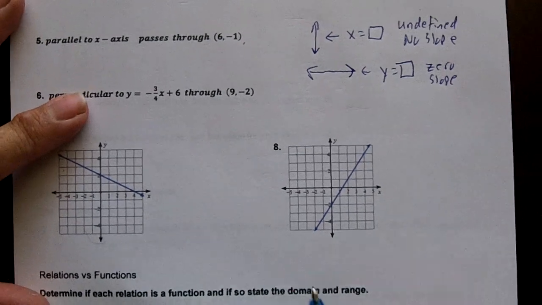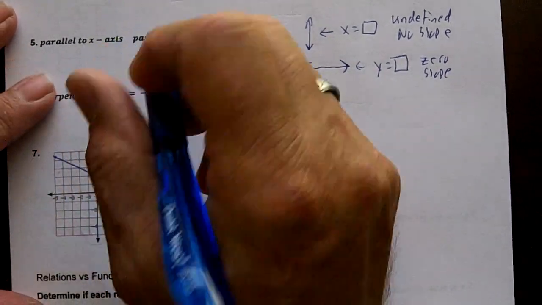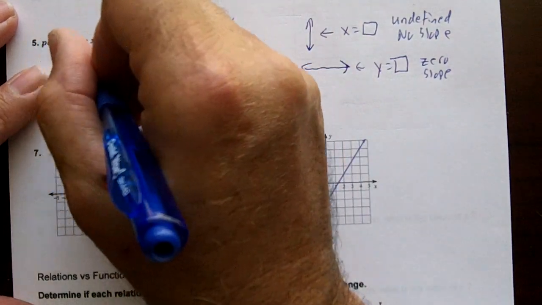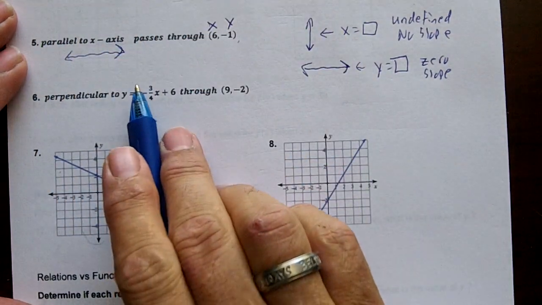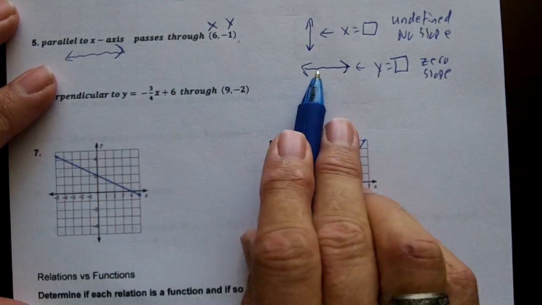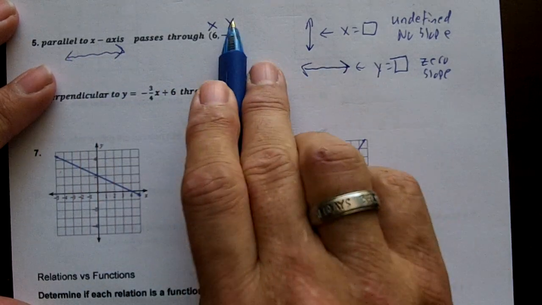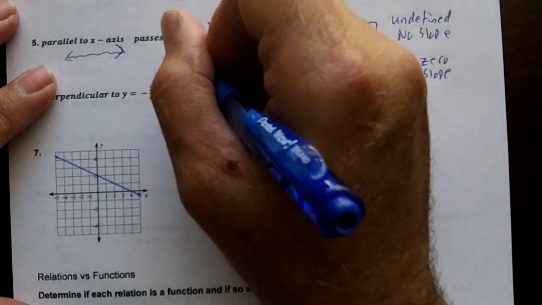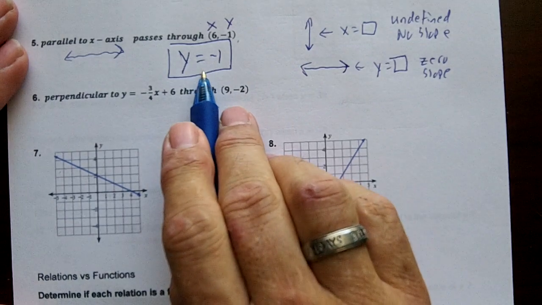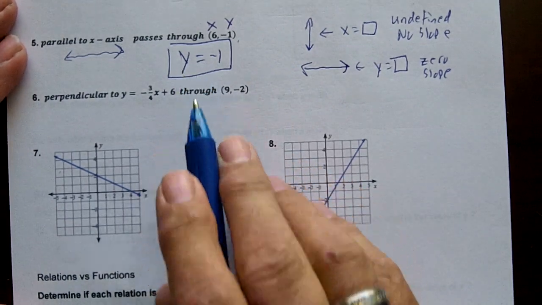Okay, so let's see what we got here. It's parallel to the x-axis. This is my x, this is my y. If it's parallel to the x-axis, it's going to be flat, isn't it? Everyone agree with that? The x-axis is flat, it's parallel, it's going to be flat. If it's flat, it's going to be y equal a number. My y is -1, so my answer is y equal -1. That's point slope and that's slope intercept and its standard.